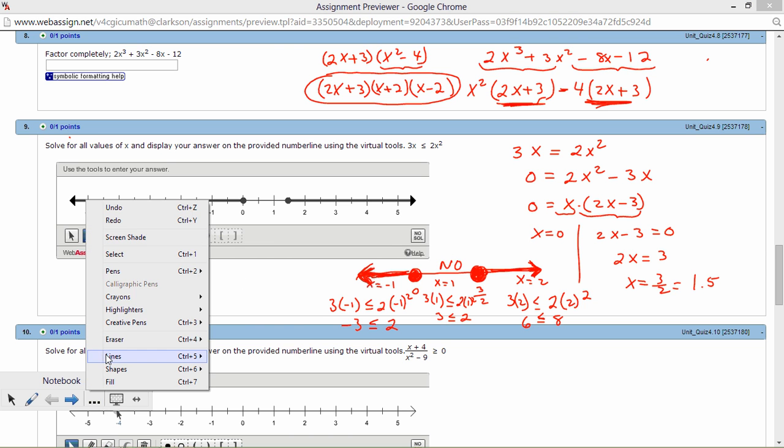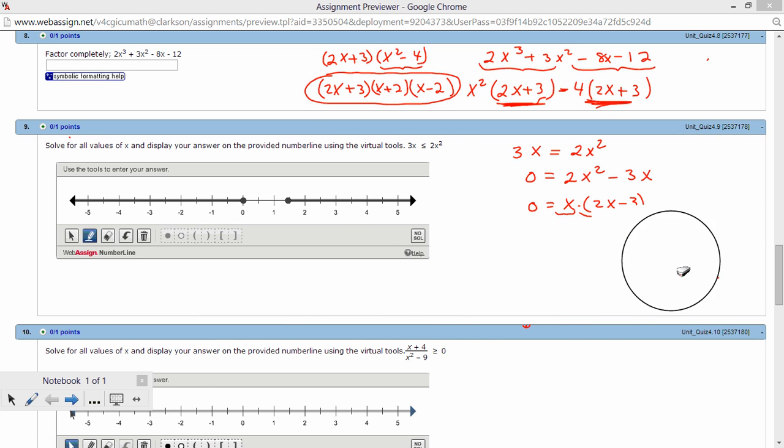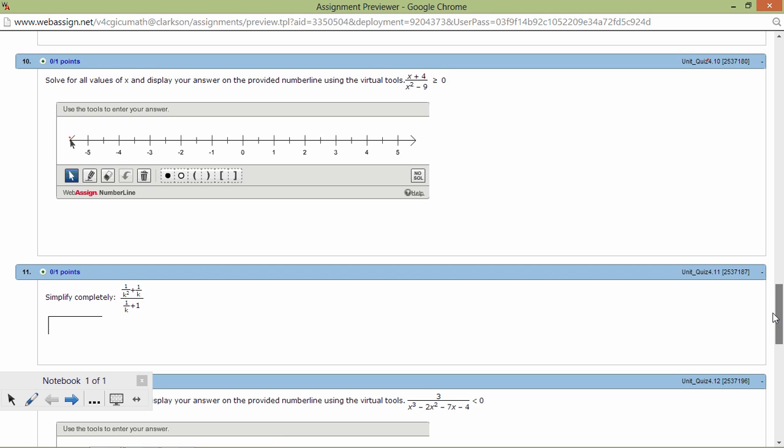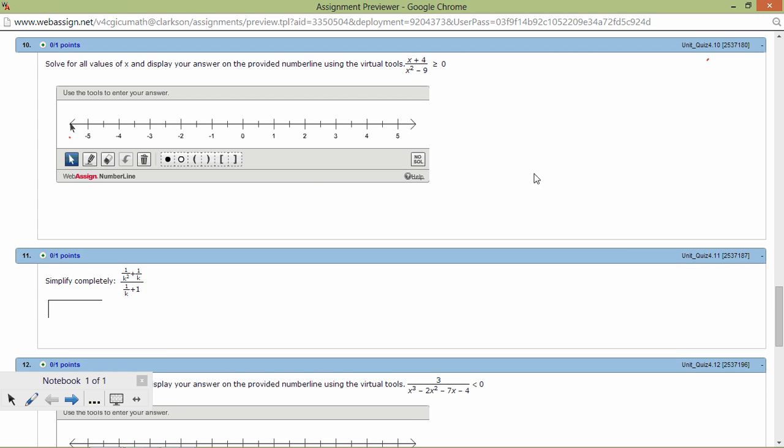Next one, a little bit of interest here. A few people had some trouble here, so let's just take a peek at this number 10. And as you look at this expression and go to equality, right, x plus 4 over x squared minus 9 equals 0.